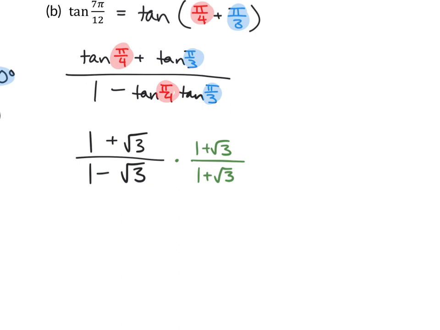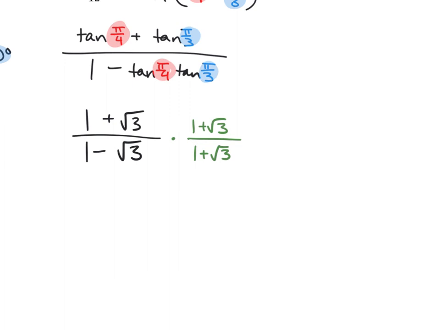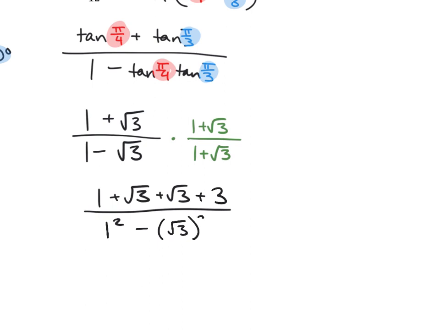So when we do this, it does get a little bit complicated, but the numbers should turn out to be really, really simple. On the top, you're going to expand using FOIL. 1 times 1 is 1. 1 times square root 3 is square root 3. Square root 3 times 1 is square root 3. And square root 3 times square root 3 is 3. The bottom is technically the difference of two squares. So if you remember the pattern, it's the first thing squared minus the second thing squared.